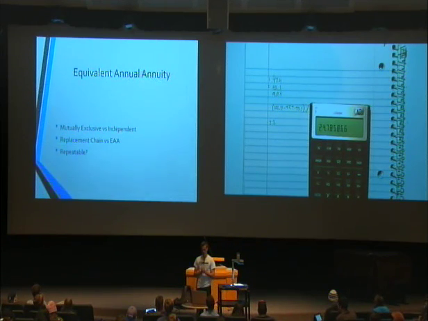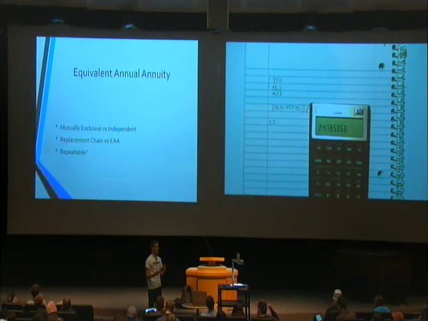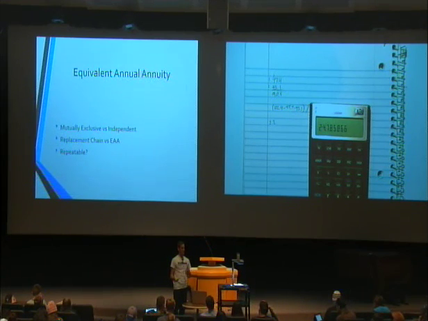Replacement chain versus EAA. These are just different ways to value different lengths of projects and compare them, okay? And I know that there's a situation where if a project is repeatable or not, then one method is better than the other. And I believe if it is repeatable, you can use replacement chain. If it's not repeatable, you use equivalent annual annuity to do that.